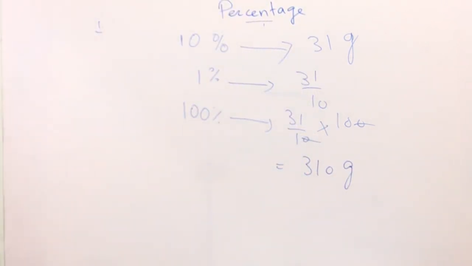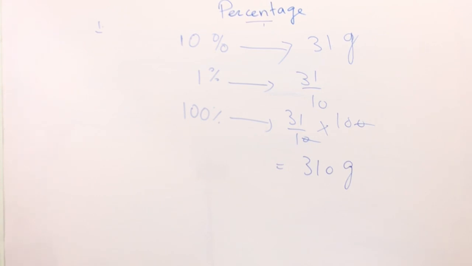I'll recap. It is given that 10% of carbohydrates is 31 gram. We don't know how much the total is. We know that 10% is 31, but we don't know what 100% is, so we need to calculate the 100%. 10% represents 31 gram, so 1% will be a smaller amount, so we just divide 31 by 10.